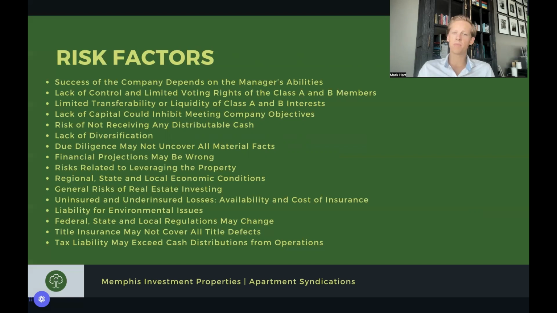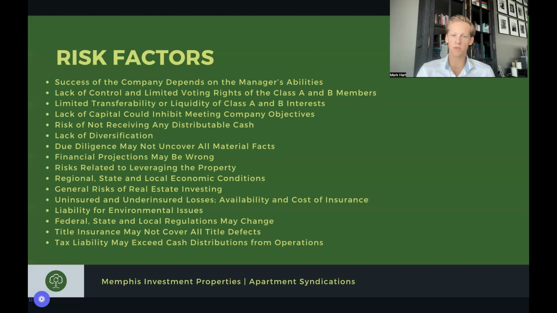Essentially, the success of the company depends on the manager's ability. What if you go with a manager that's never done this before? Well, that's risky, right? Versus someone that has done this and owns thousands of units. Lack of control and limited voting rights for Class A and B members. So if you're a member, you don't have a lot of control, just like what I said before. So that's also a pro, because it means you have limited time in the investment. And you're admitting, hey, I'm not a real estate expert and I don't have any time, right? But that also means that you have to trust the people that you're partnering with, because they're the ones that have control of the company.